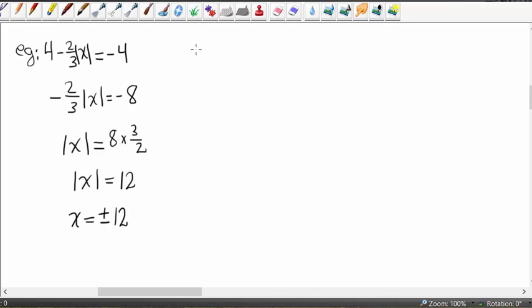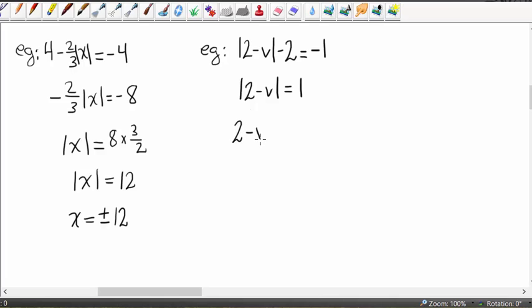You could potentially have an argument in the absolute value operator that isn't just your single variable. So for example, you could have 2 minus v in the absolute value, and then subtract 2, and that being equal to negative 1. But still, the first thing you want to do is isolate the absolute value. And you do that by adding 2 to both sides so that you get the absolute value of 2 minus v is positive 1.